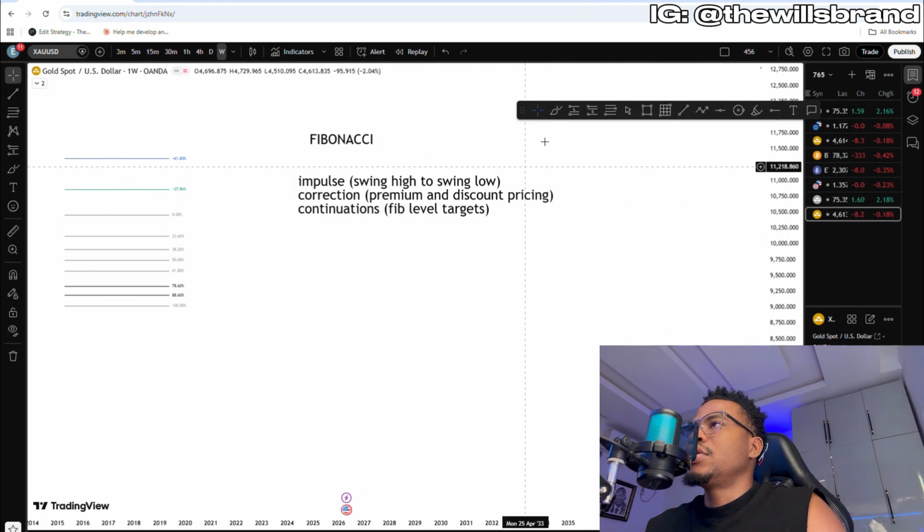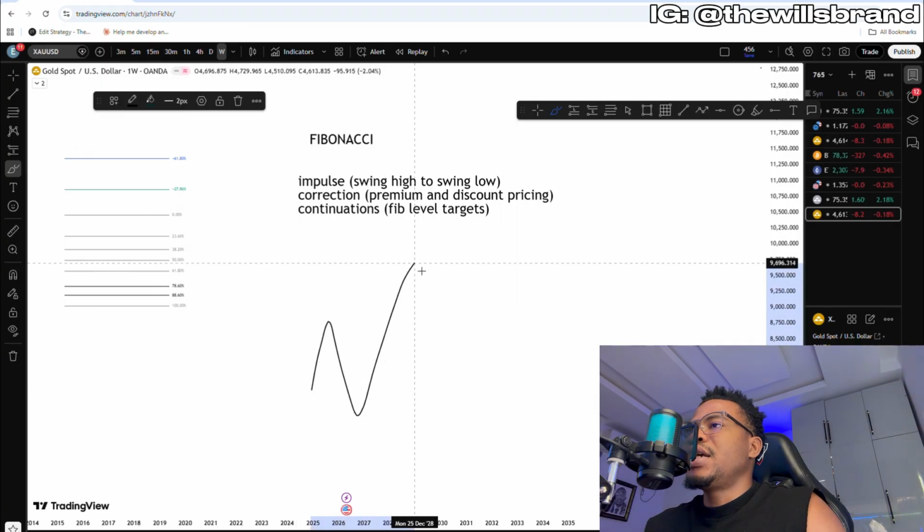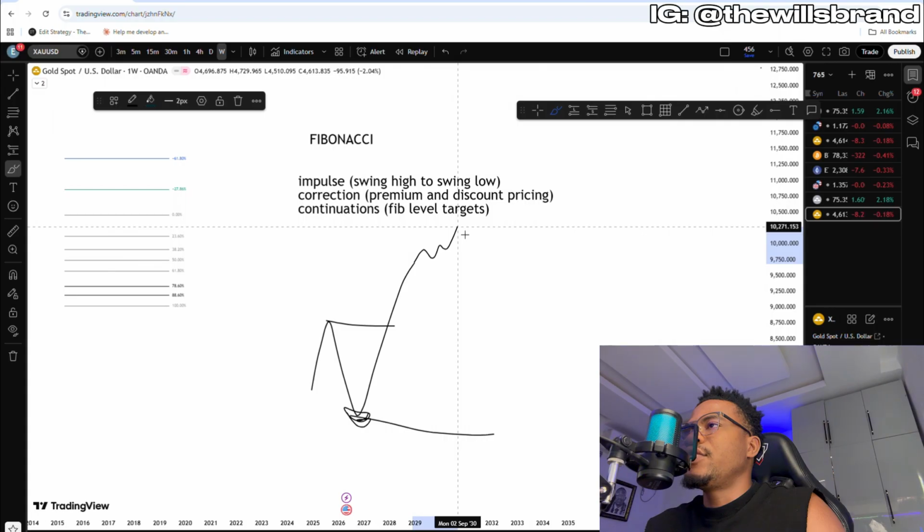Now for the impulse, this is how we mark our fib tool. Let's say the market makes an impulse this way. Remember, we said an impulse must break structure, and an impulse breaking structure confirms the low. The low that engineered that break of structure becomes our swing low. Now, this market is going to get to a certain level where it starts to reverse. That reversal is for the correction.